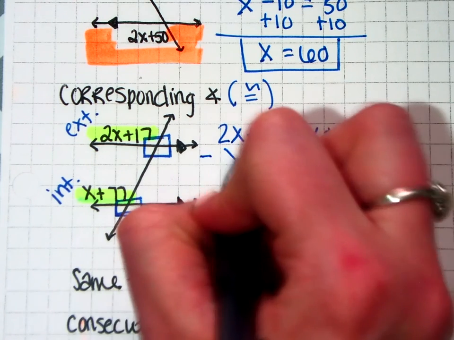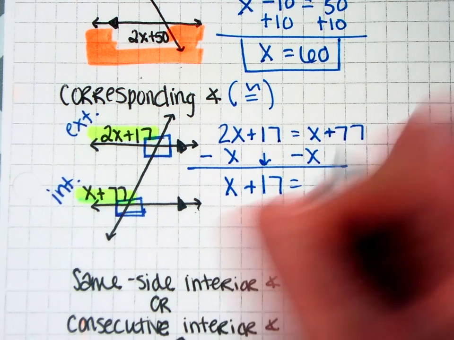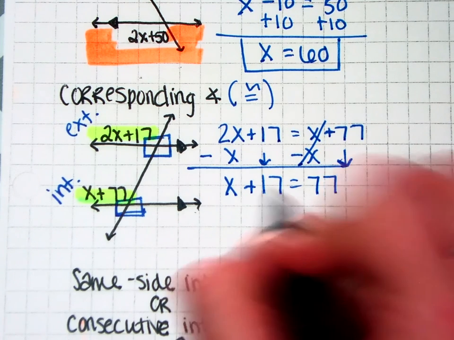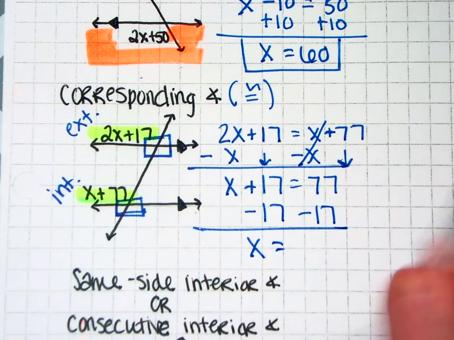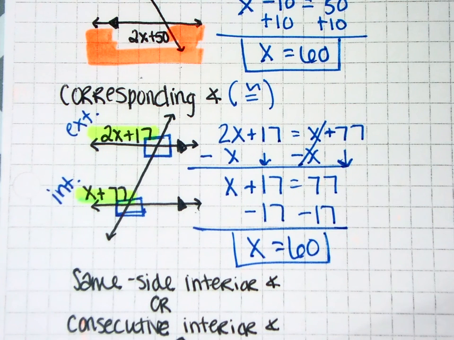Move the x through subtraction. Bring down your 17. Those cancel. To isolate x, I will subtract 17. And this one happens to be 60 as well. So they're not all going to be 60, but I guess that's what happens when I make up problems. So at least they're whole numbers, which is a plus. Hope you're noticing a trend here. Alternate interior, alternate exterior, and corresponding angles are all equal to each other.